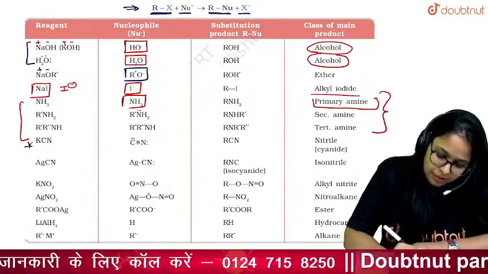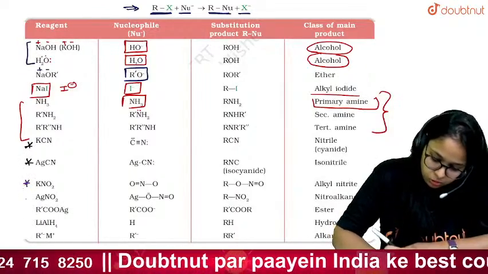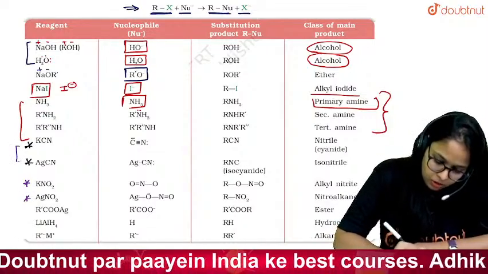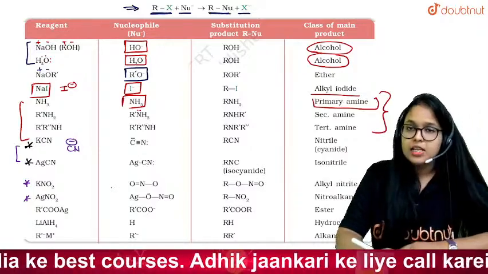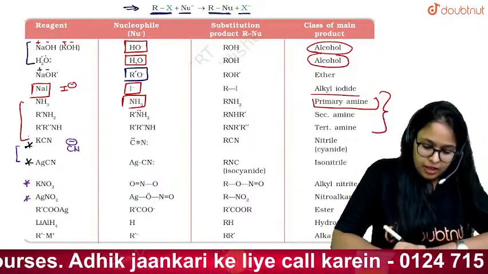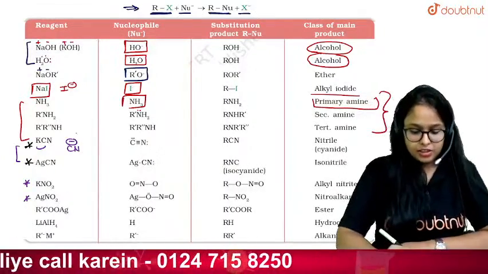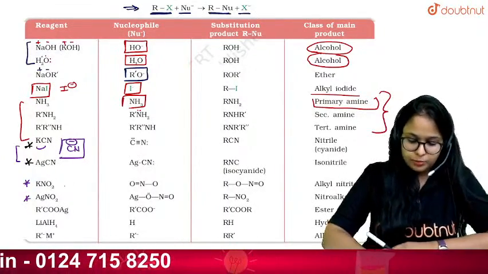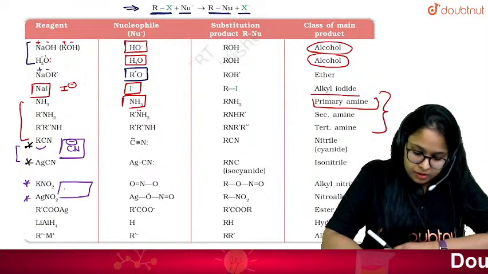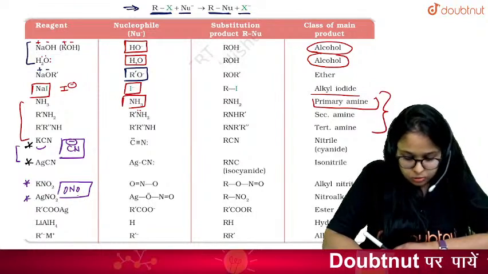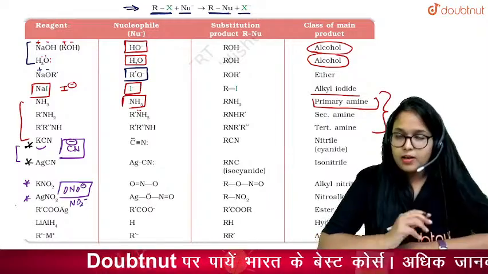nucleophiles, for example KCN and AgCN. Also we have KNO2 and AgNO2. They both release the CN minus ion, right? Now CN minus acts as your ambident nucleophile. We'll discuss ambident nucleophiles later. Similarly ONO minus and NO2 minus, they are your ambident nucleophiles.